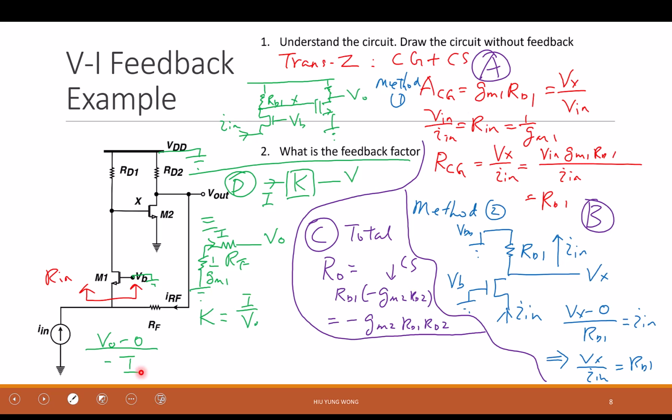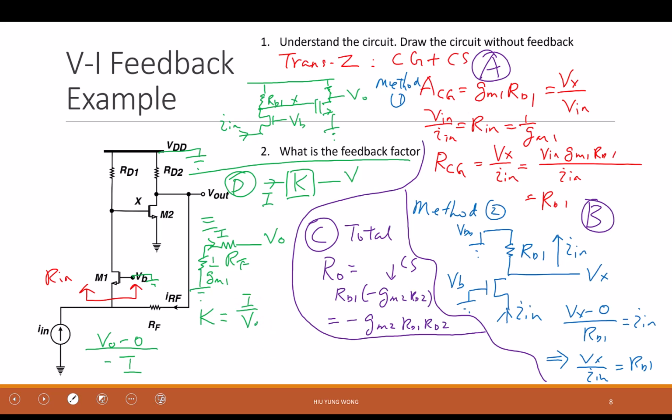I is just a symbol. I say that in this direction, I call it I, okay? Because my definition of the feedback factor is this. If you don't like that, you say, I want to draw I from right to left, fine. Then your feedback factor by definition is negative I divided by V0. You need to follow all this strictly.